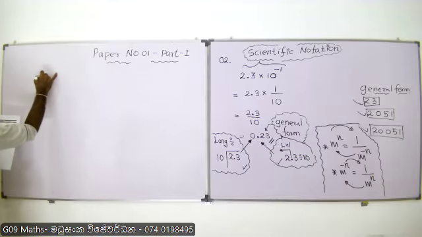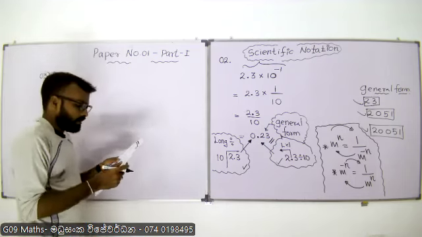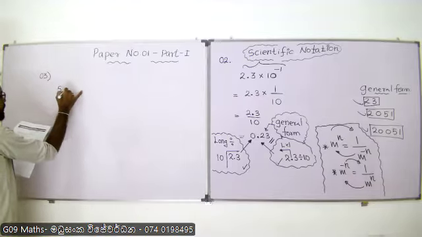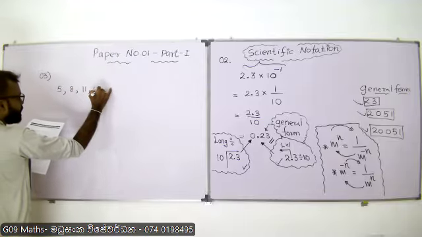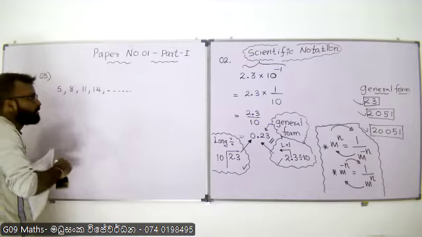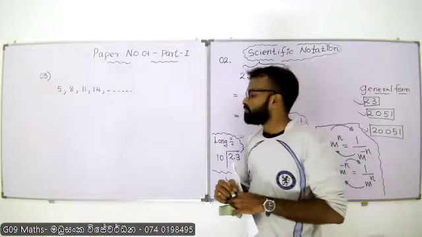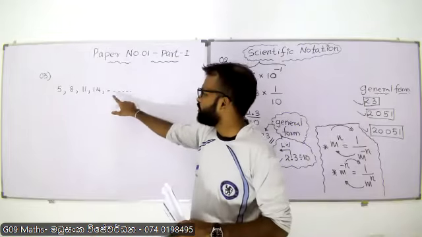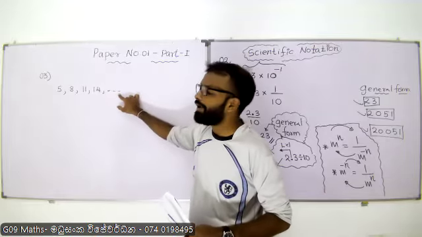Third one. Find the general term of the number pattern 5, 8, 11, 14. What you need to understand here is the meaning of this dot dot dot. Actually, you need to put three dots at the end.